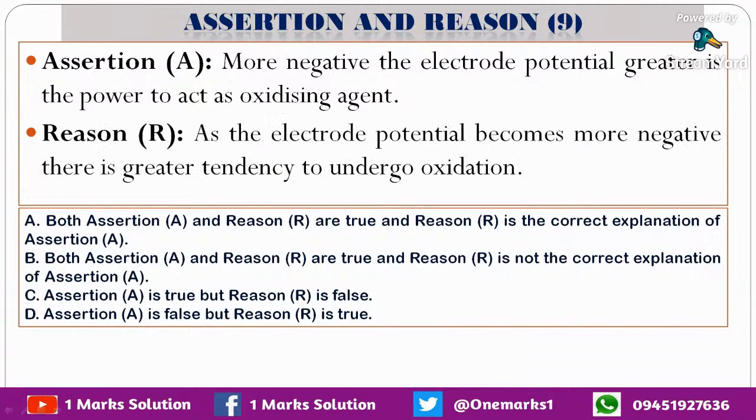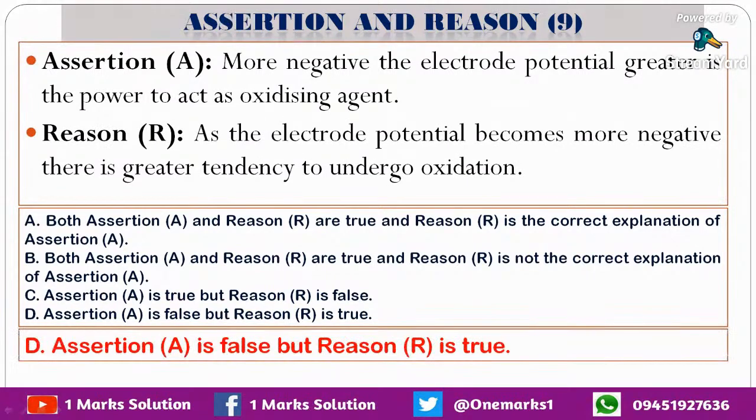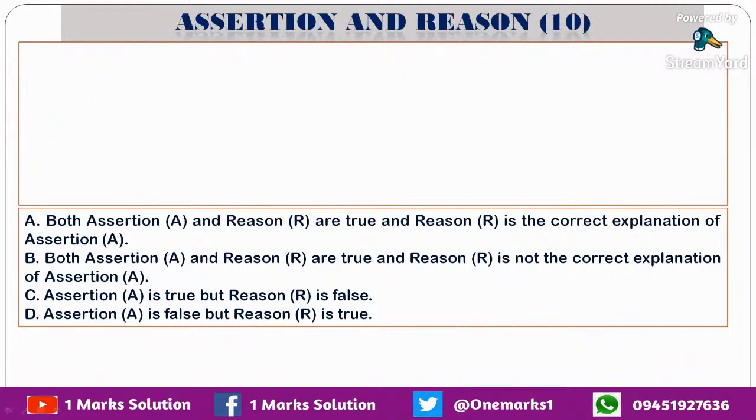So that's not happening here, and that is why the reason is false, or incomplete, I can say. Next: more negative the electrode potential, greater is the power to act as oxidizing agent, is definitely wrong, because it's the opposite. If it is more negative, it is a reducing agent. And as the electrode potential becomes more negative, there is greater tendency to undergo oxidation. That is true. So the statements above and below are opposite to each other. That is why the assertion is false and the reason is true.